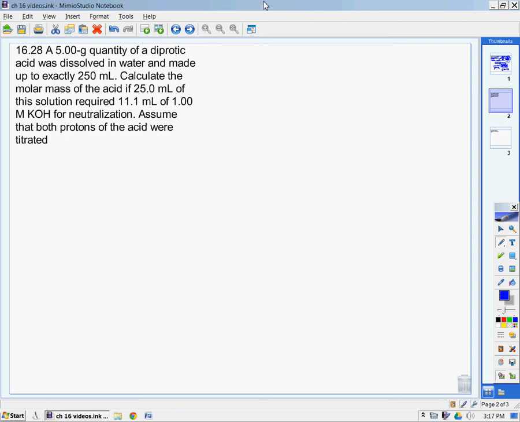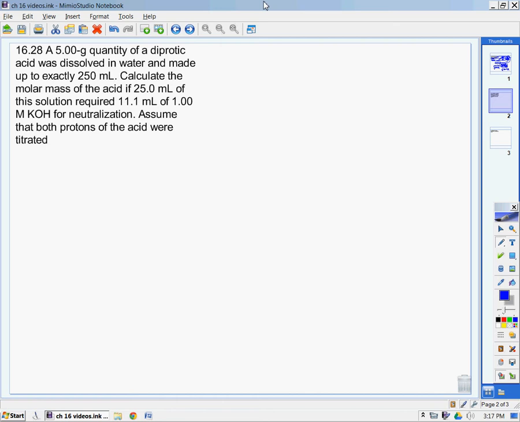So in number 28 here, we're dealing with a diprotic acid, we're dealing with a titration. You don't really have to worry about the whole titration curve. Since this is at the equivalence point, or after neutralization, we're really just dealing with stoichiometry here. You only have to worry about that stuff if you're not at the equivalence point, if you haven't quite reacted away all of the acid.